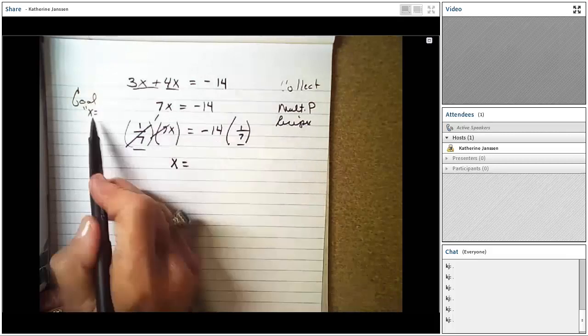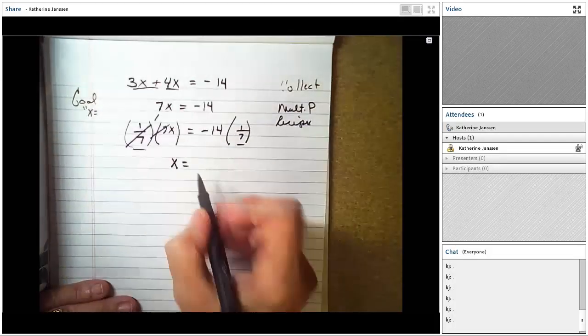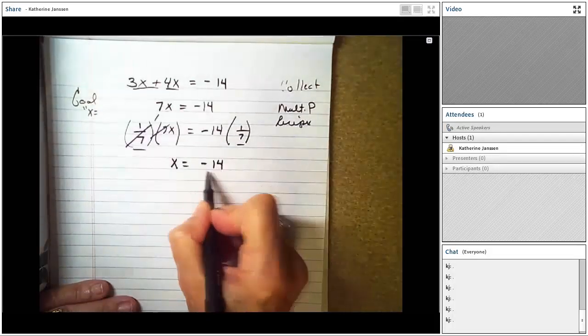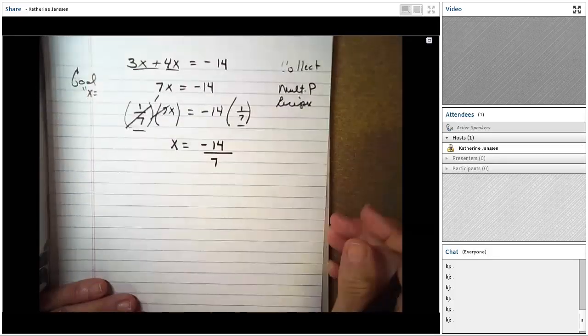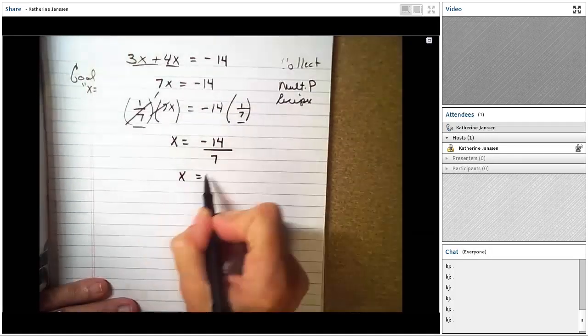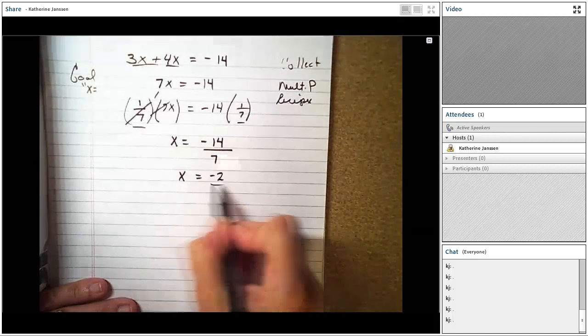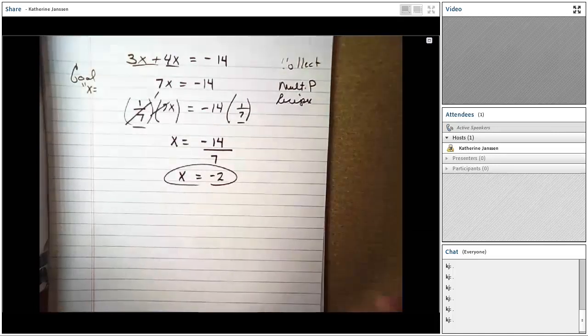I'm getting close. And now I'll simplify this side of the equation. I'll get negative 14 over 7. 7 goes into negative 14 negative 2 times. Check by substituting back into the original equation.